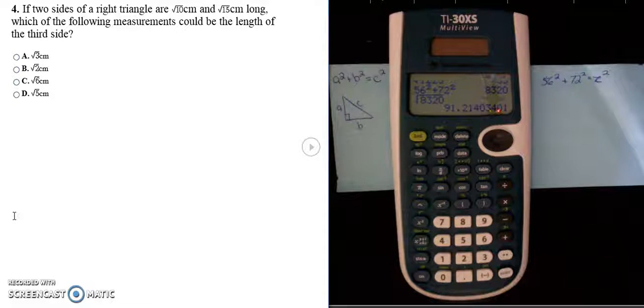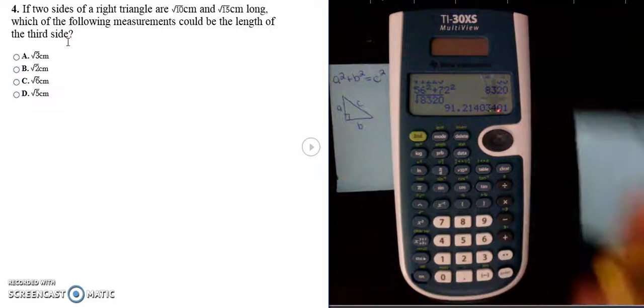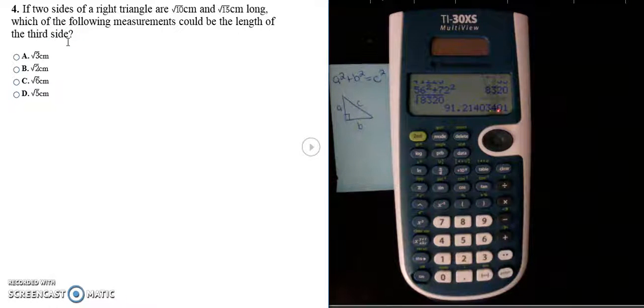Now my fourth answer here is, if two sides of a right triangle are the square root of 10 centimeters and the square root of 15 centimeters long, which of the following measurements could be the length of the third side? Well, here they don't tell me if those lengths that they give me are legs or hypotenuses, so I'm going to have to try both ways.